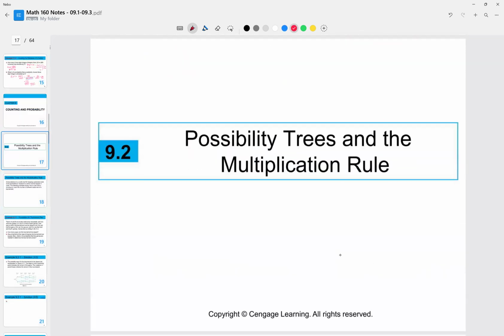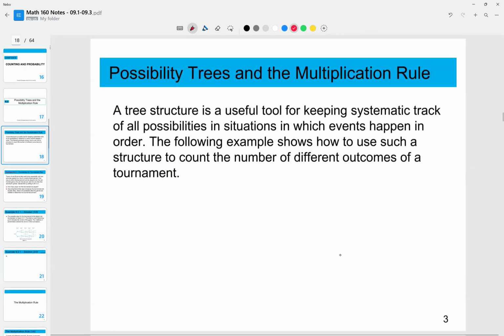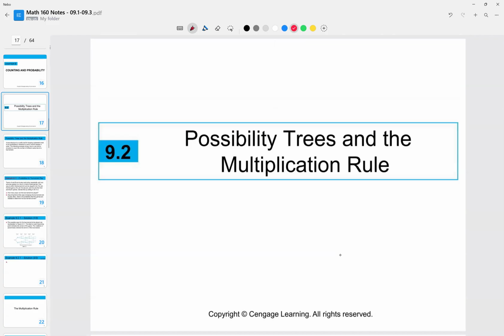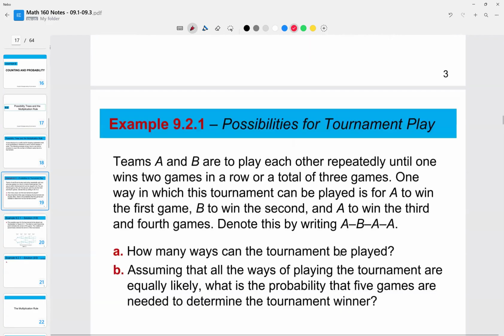All right, moving on. That was kind of just a warm-up section. We're going to get into some formulas here. So we want to learn some rules in this section, which are about the multiplication rule. Let's jump right into it.